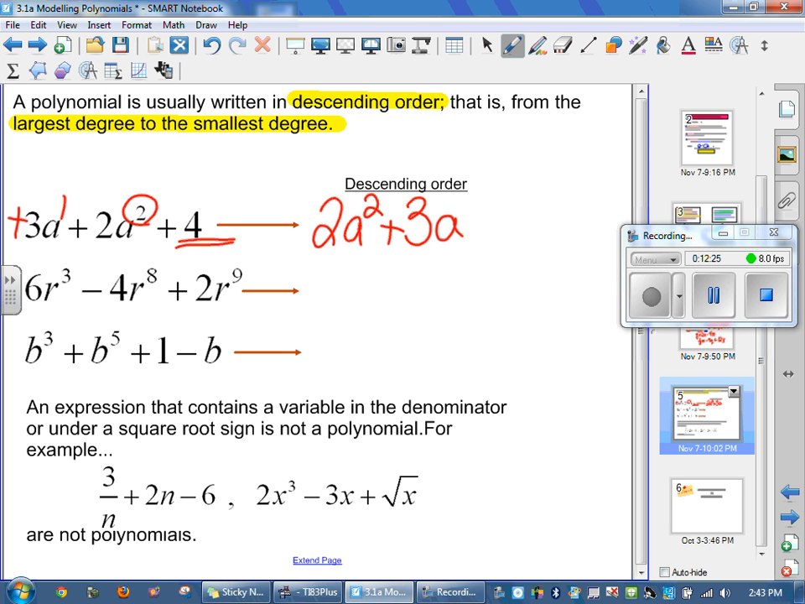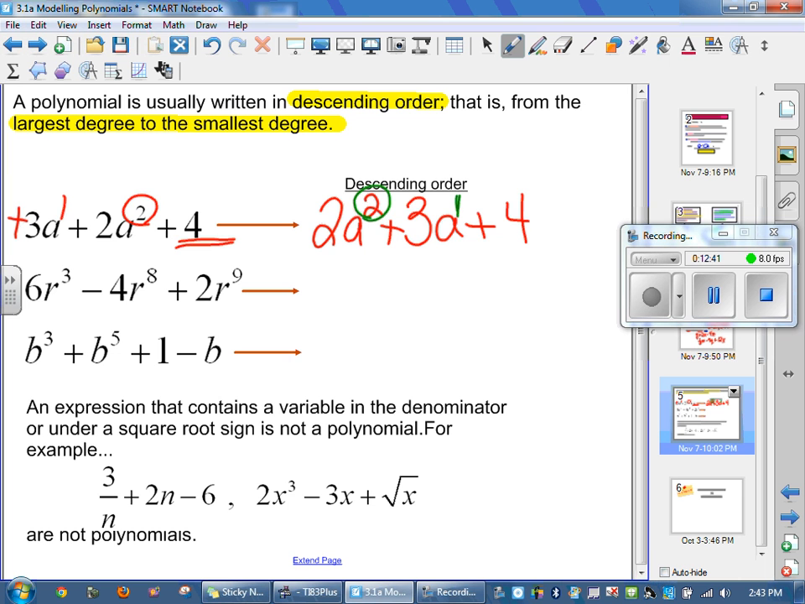So now this one's written in the proper order, descending meaning biggest exponent to smallest exponent. So I've got my 2, then my 1, then my no variable, my constant. Okay, that's how they're written. You try the next two.